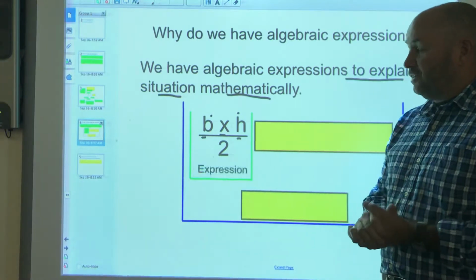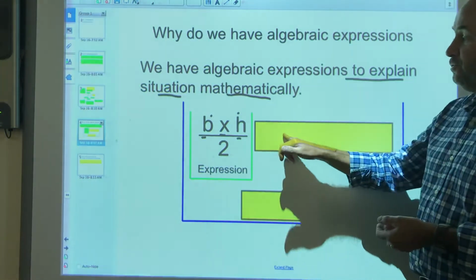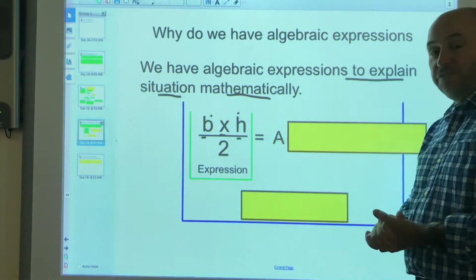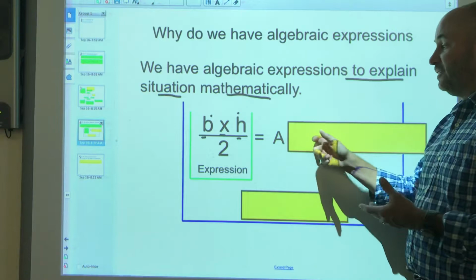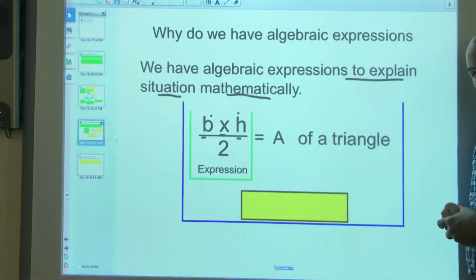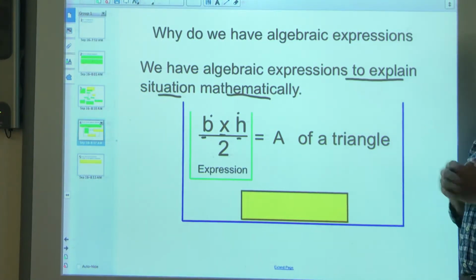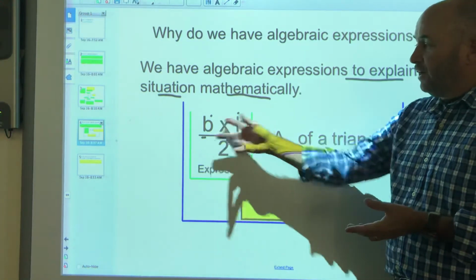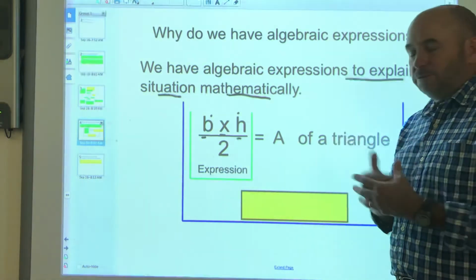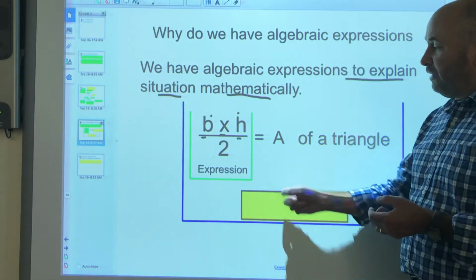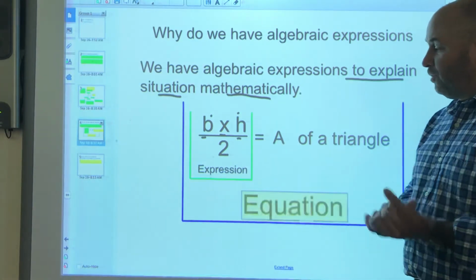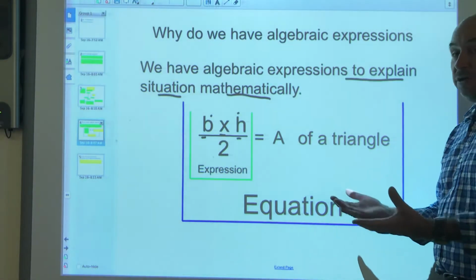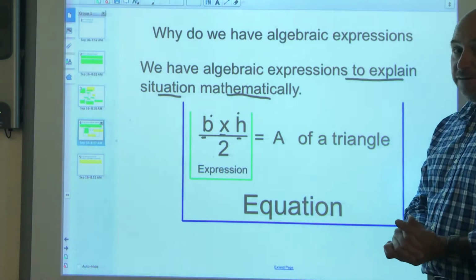This expression is very famous because it is used to find, now I'm going to turn it into the equation, A. It is used to find A. A in this case is the area of a triangle, a right triangle, isosceles triangle, and we'll talk more about that. So this is a very famous expression. You have your variables, you have your division and multiplication operations going on in there. And when we join it up and we say it's going to equal area, we're talking about an equation, or what we typically call the formula for finding the area of a triangle.